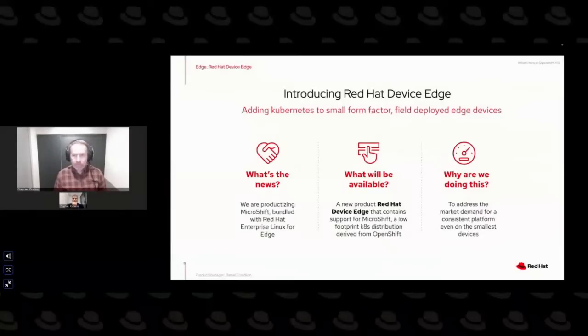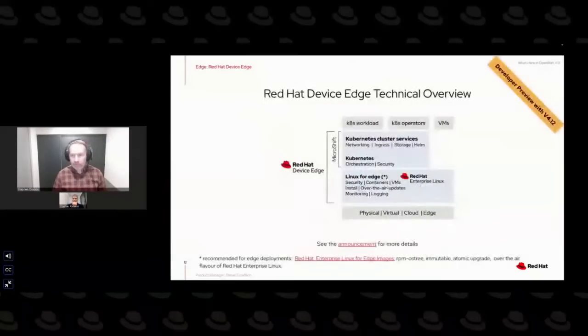So if we look at the Red Hat Device Edge technical overview slide, at the lower level, we have all of the things provided by Red Hat Enterprise Linux in that for edge deployment footprint. And on top of that, we are adding Kubernetes or MicroShift binary, including the basic Kubernetes cluster services and Kubernetes orchestration, of course.